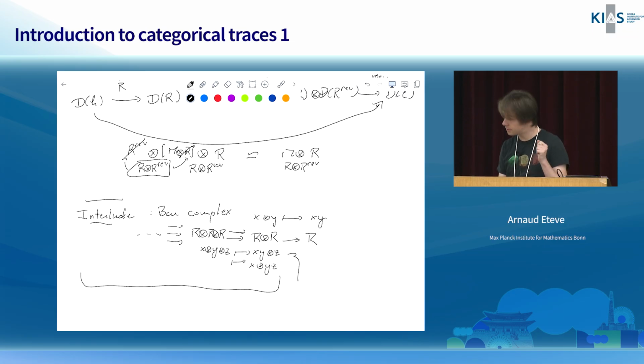Yes. So implicitly all these tensors here are over K. Thank you for the question. Yes? Should there be a rev there or not? On this top line here? No, in the interlude. In the interlude, there's no rev. Okay?